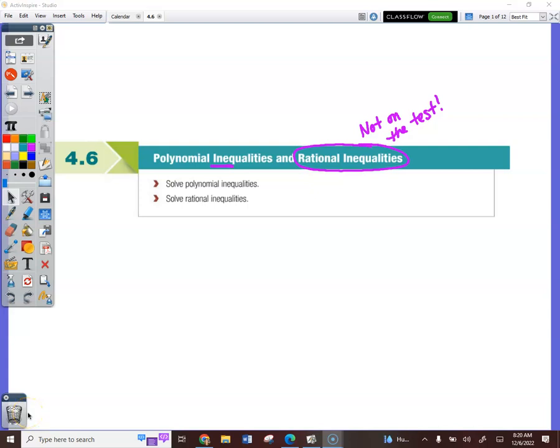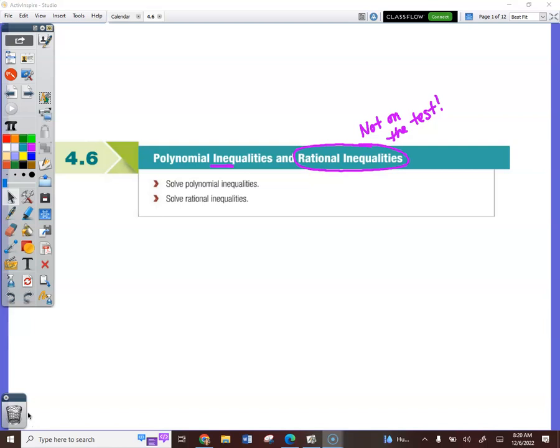All right, 4-6. We have polynomial inequalities and rational inequalities. Let me explain the difference between the two. Polynomials, those are those nice, like x to the fourth plus x cubed plus x squared. Instead of equations, now we're looking at inequalities, which means there's shading involved, there's more than one answer, there's an infinite set of answers, and you have to just describe where they are, because you can't list them all.